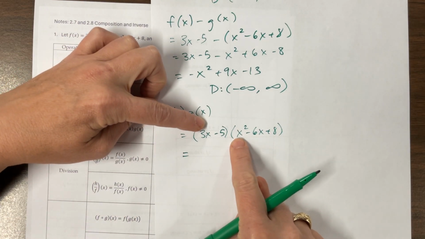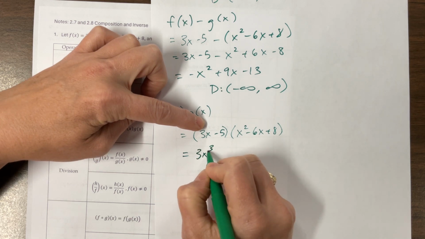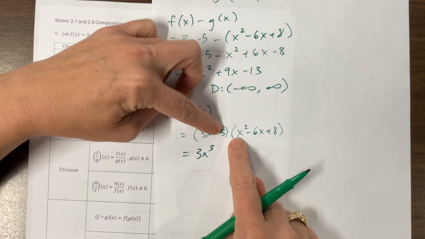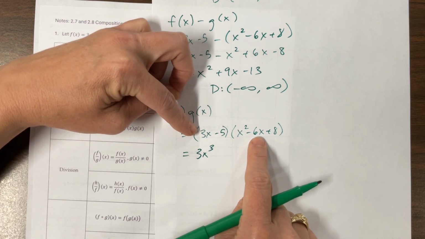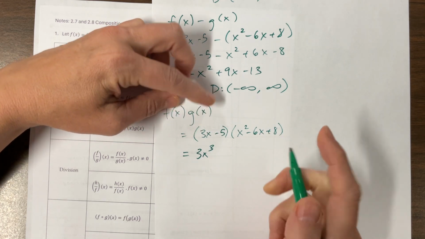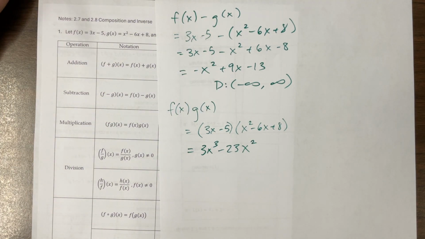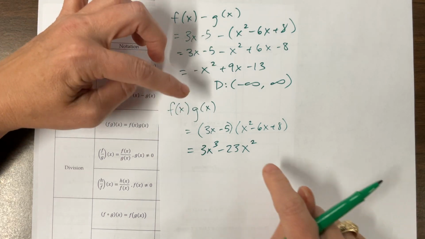The only way to get x cubed is here. So this is 3x cubed. To get x squared, I'd have this or this. So this is negative 5x squared and a negative 18x squared. Negative 5 and negative 18 gives me a negative 23x squared. If I make a mistake, I apologize. Comment down below and we'll move on with our lives.